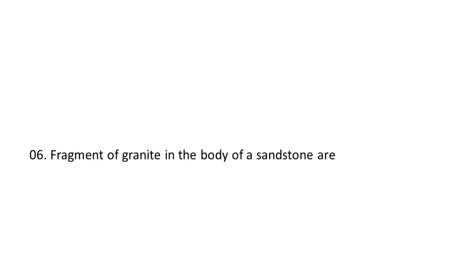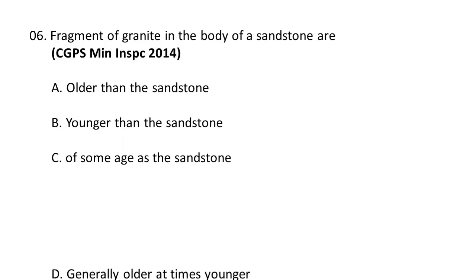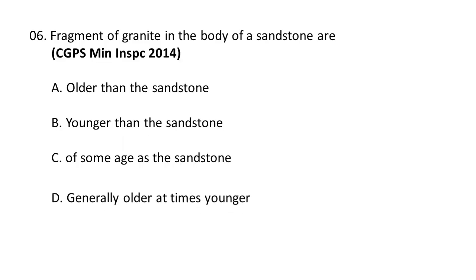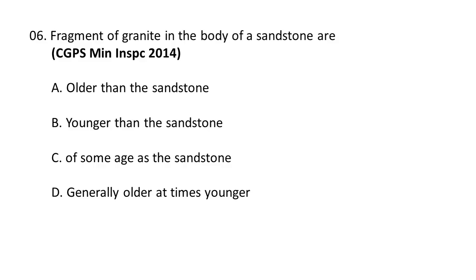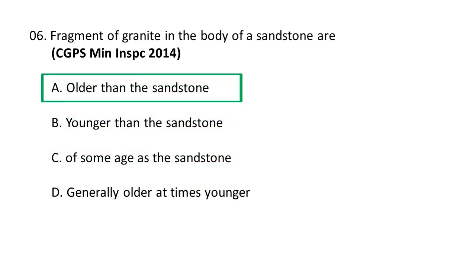Next question. Fragment of granite in the body of a sandstone are A. older than the sandstone, B. younger than the sandstone, C. of the same age as the sandstone, and D. generally older at times younger. So, the correct option is A. Older than the sandstone. Using the principle of included fragments in geology, if a sandstone is in contact with a granite and contains fragments of the granite, it indicates that the granite is older than the sandstone. So, that is why A, older than the sandstone, is the correct option.